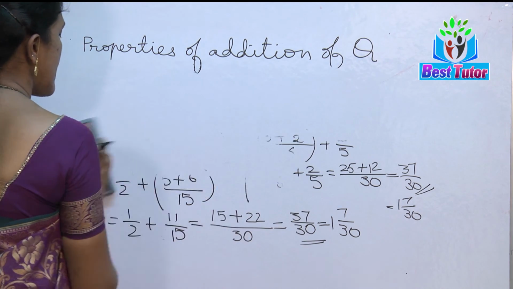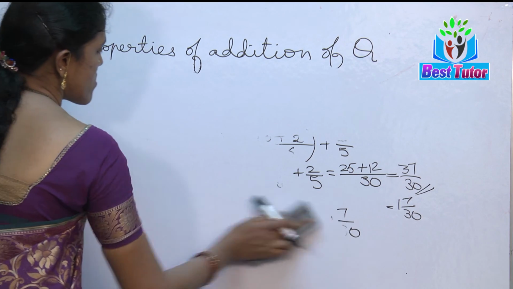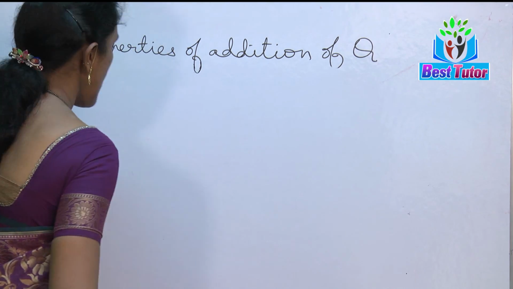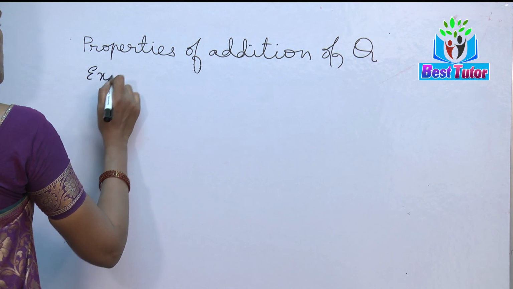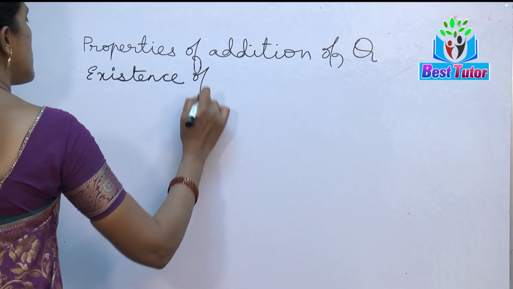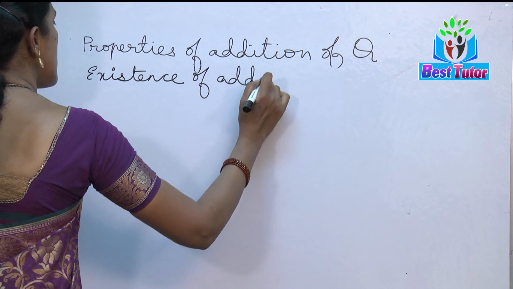we have existence of additive identity. What do you mean by additive identity? So the next property is going to be existence of additive identity.